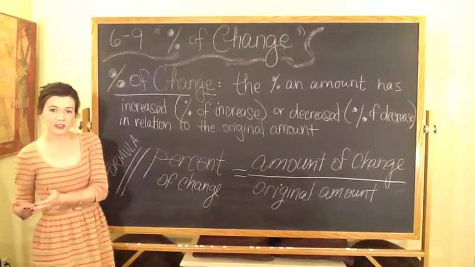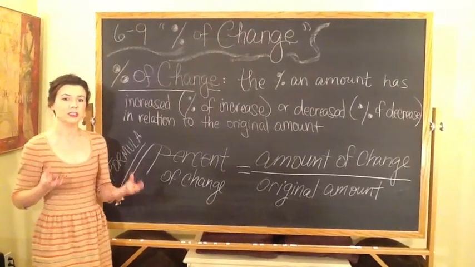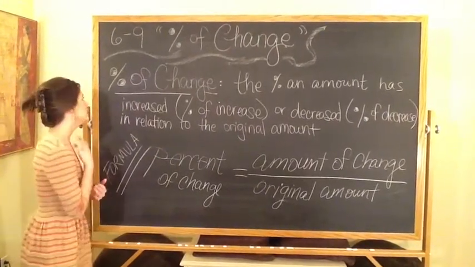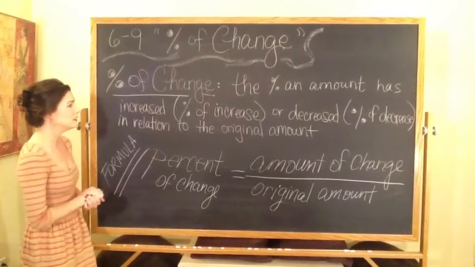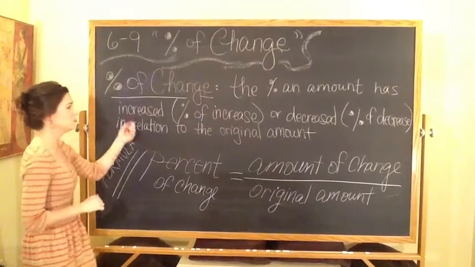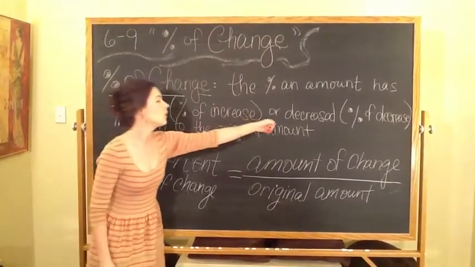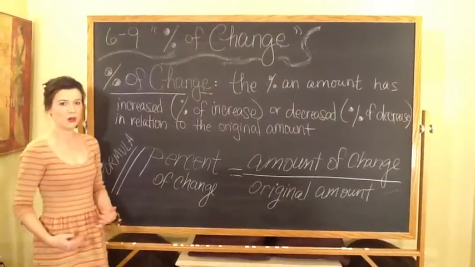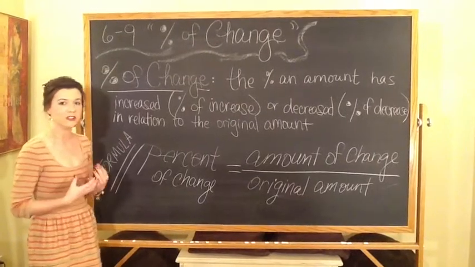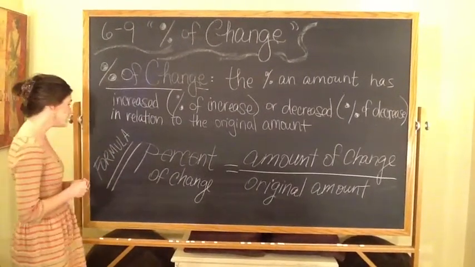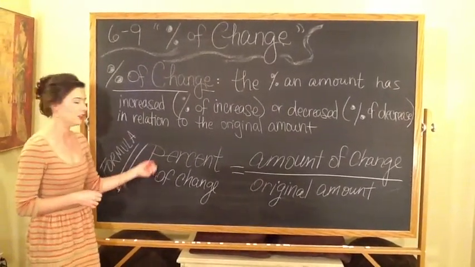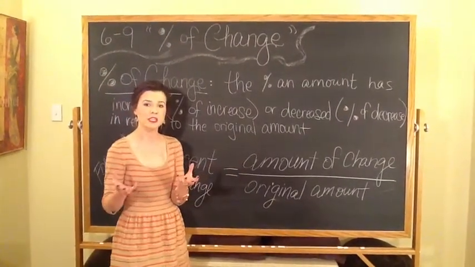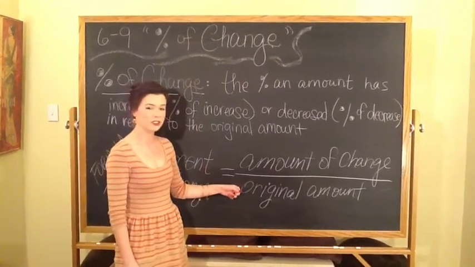From one time to another time, our number is changing, and we're going to find the percent of that change. Basically, the percent of change is the percent of an amount that has increased, which is called the percent of increase, or decreased, so 4% of decrease, in relation to the original amount. All of this change is related to the original amount. So we're going to set up our equation as the percent of change is equal to the amount of change, the difference between the two numbers, over the original amount.